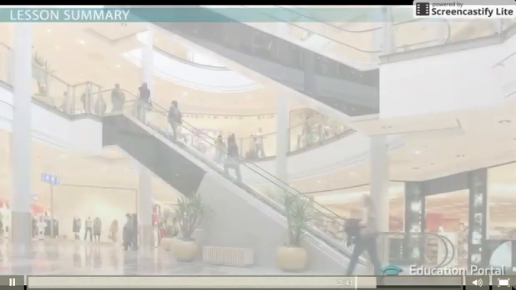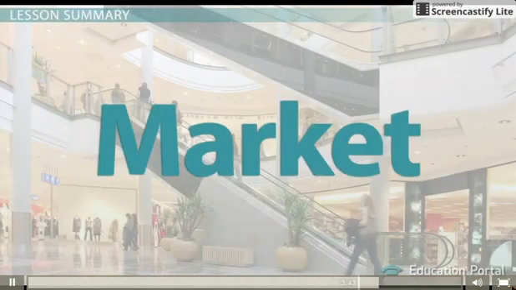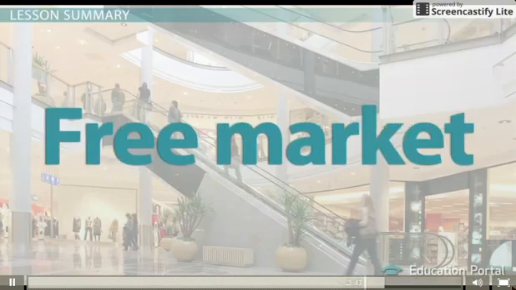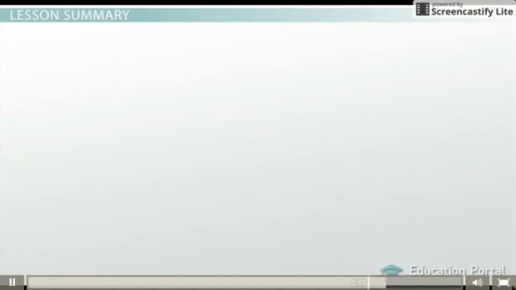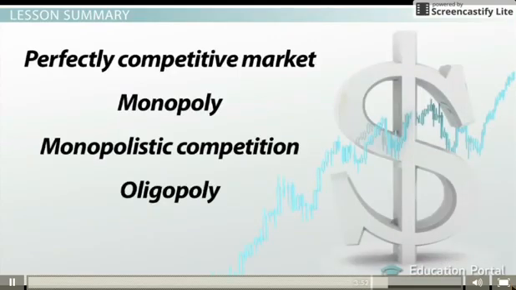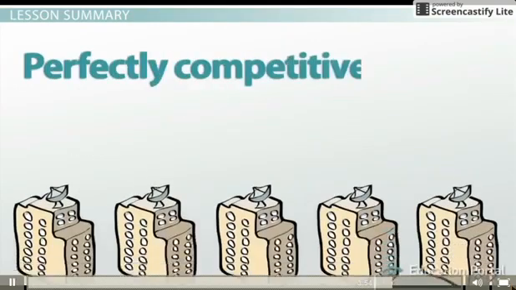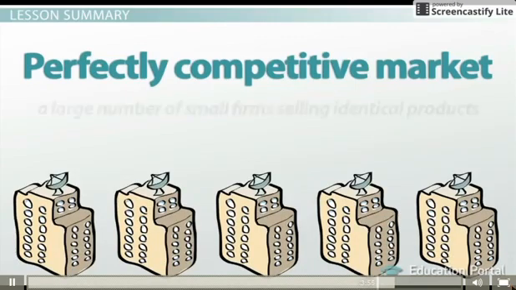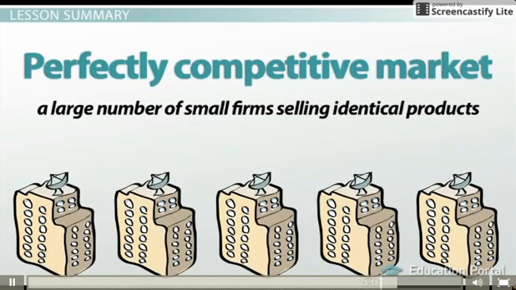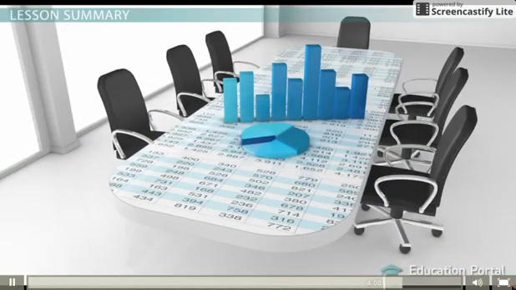Let's review what we've learned. A market is a place where people go to buy and sell goods and services. A free market is a market that has limited government involvement. Market structures can generally be divided into four types. A perfectly competitive market is one where there are a large number of small firms selling identical products. Everyone has perfect information, and it's easy for businesses to enter and leave the market.